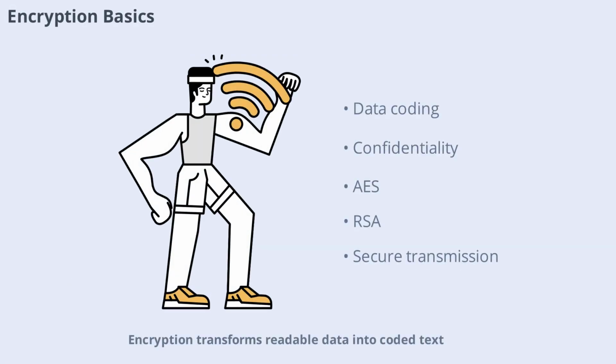Encryption transforms readable data into coded text, making it unreadable without the correct key. This process protects information during storage and transmission. Even if data is intercepted, encryption ensures it remains confidential. Common encryption methods include AES and RSA. Using strong encryption is a best practice for securing sensitive data in today's digital landscape.